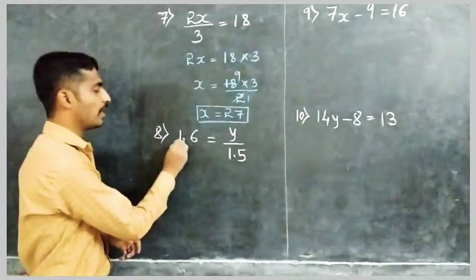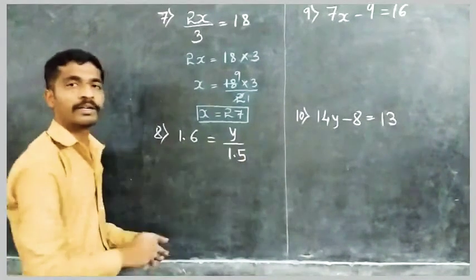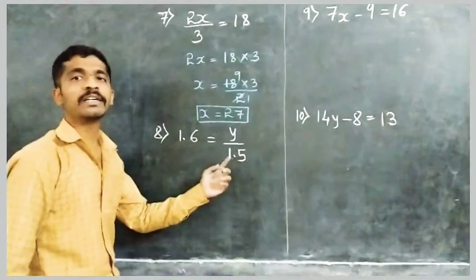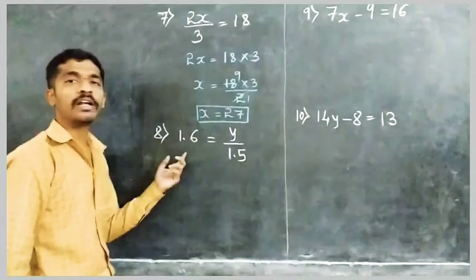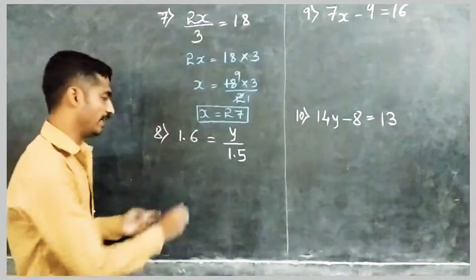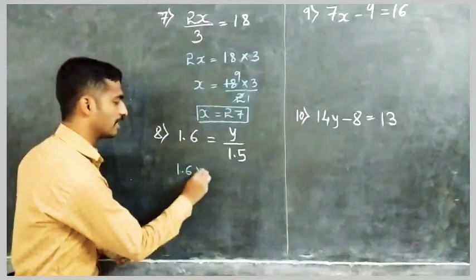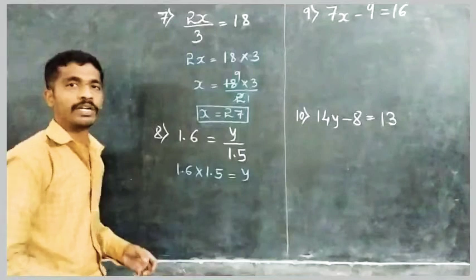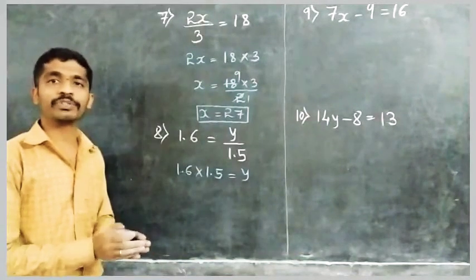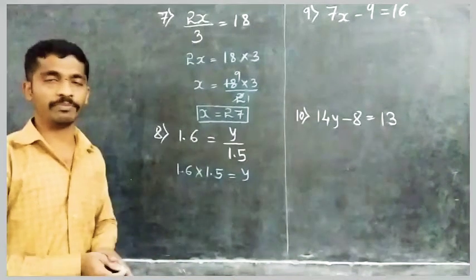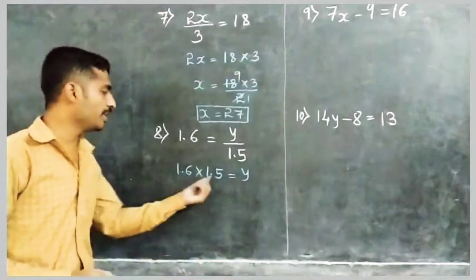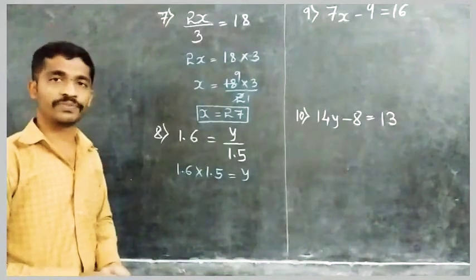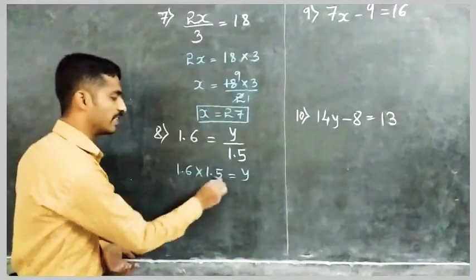Next, here 1.6 equal to y by 1.5. So here y by 1.5 means here it is dividing. So if I take to the left side, it becomes multiplying. So 1.6 into 1.5 equal to y. Okay, so here you have the confusion how to multiply the decimal numbers. So just ignore these two decimals. Consider it as 16, consider it as 15. So multiply them.